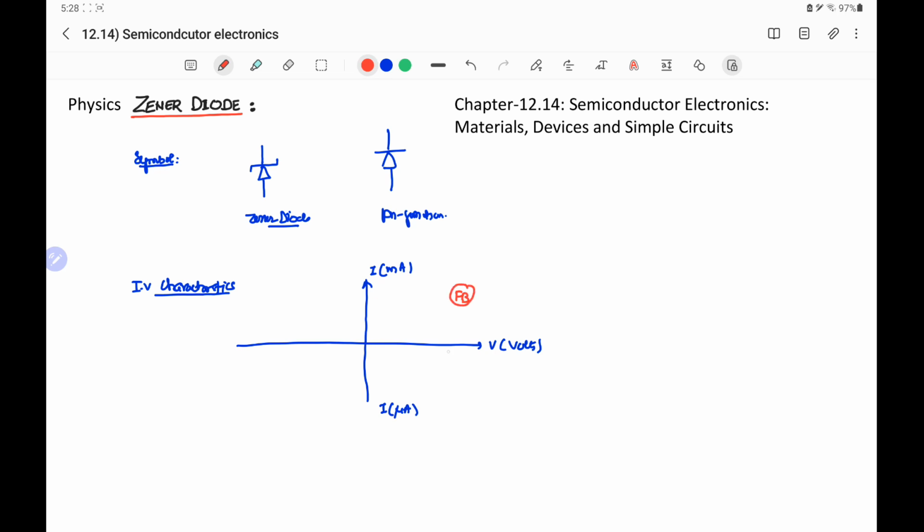the graph shows that the current is 0 up to a threshold voltage. After that the current starts to increase. So this is the graph of the forward bias. This is the threshold voltage, VTH, or cutoff voltage.